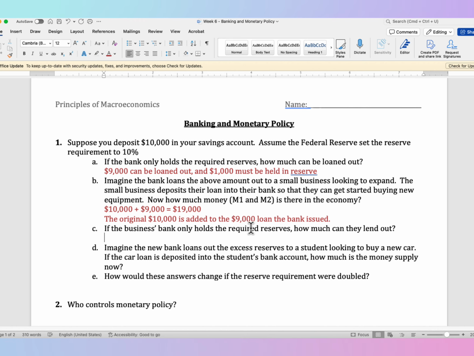Okay, now if this new bank is only holding the minimum required reserves, how much can they lend out? Well, that's easy. They only need to hold 10% of $9,000, meaning they can lend out $9,000 minus $900, or $8,100.